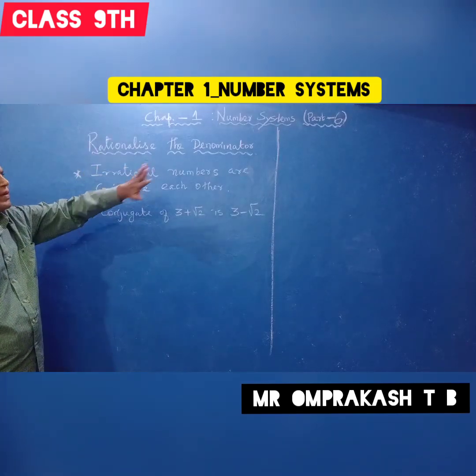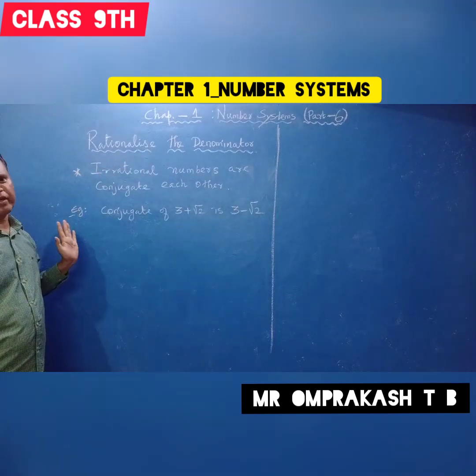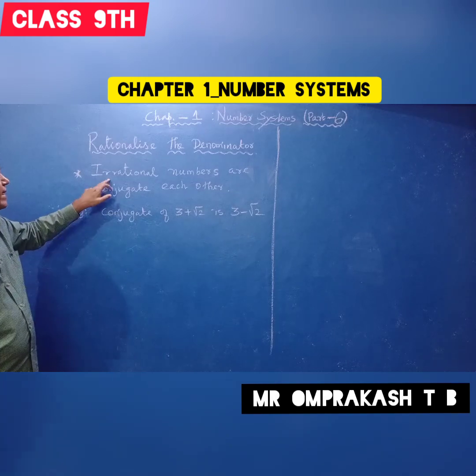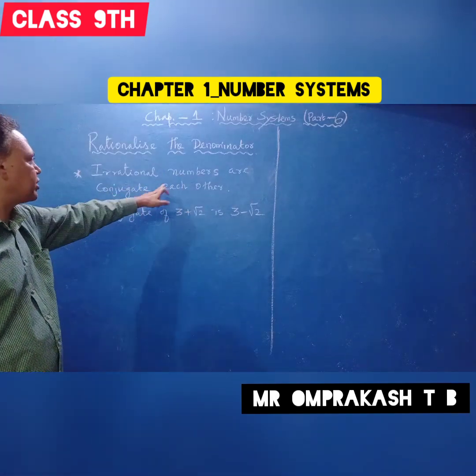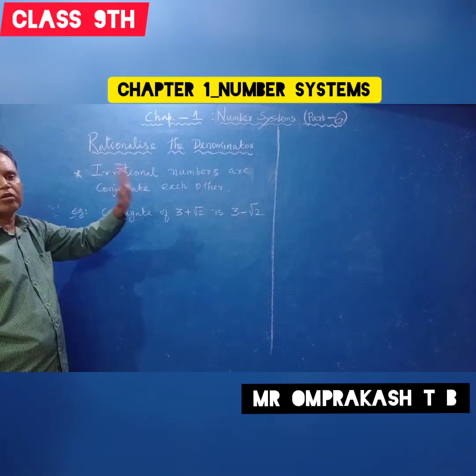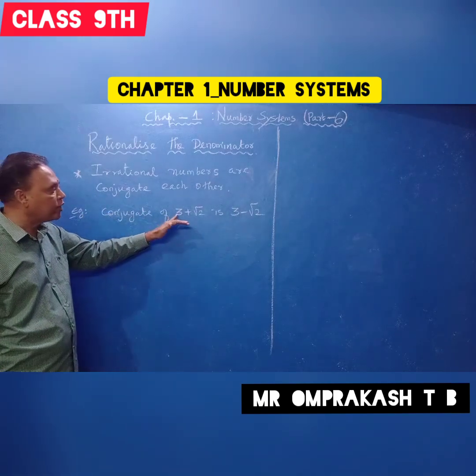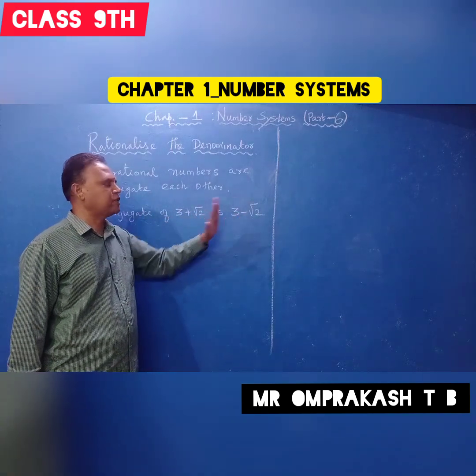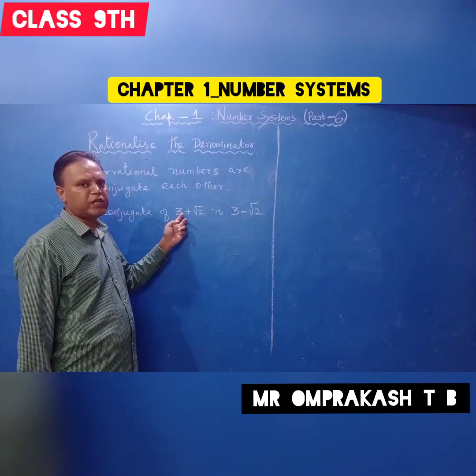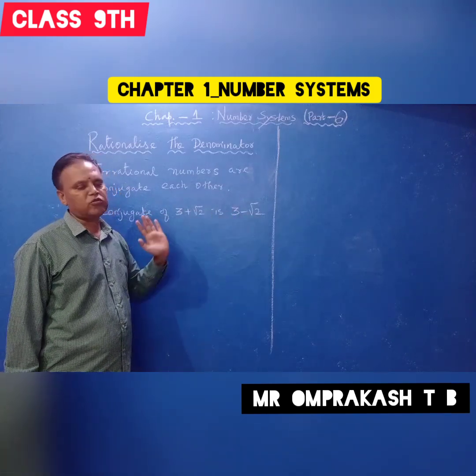Today we are going to see how to rationalize the denominator. Here you always have to remember that irrational numbers are conjugates of each other. For example, the conjugate of 3 plus root 2 is 3 minus root 2. The middle sign you have to change.